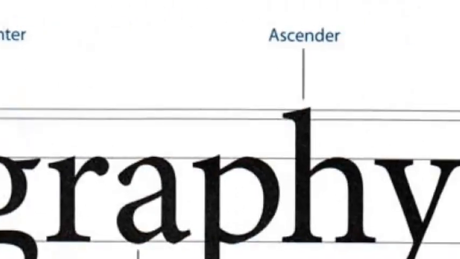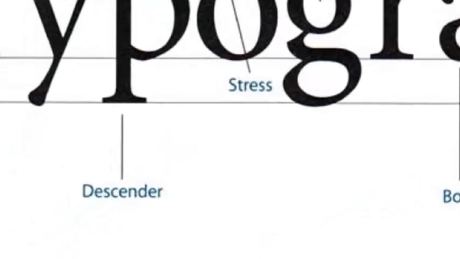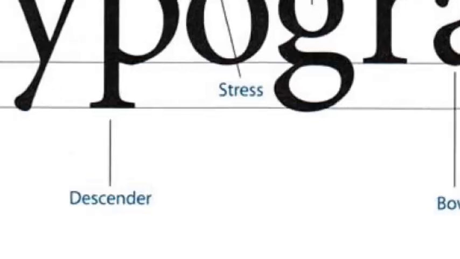Ascenders is any part of the letter form that goes above the rest of the X height, like this top of the letter H. And a descender, like this part of the P or the Y, is anything that falls below the baseline.